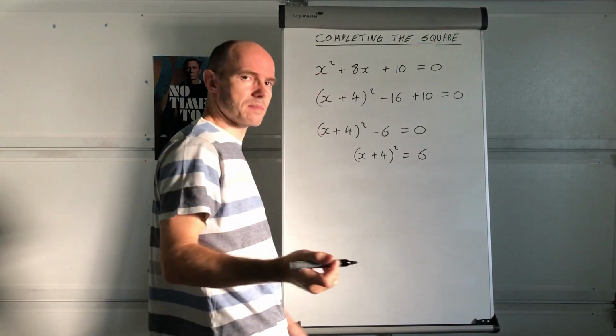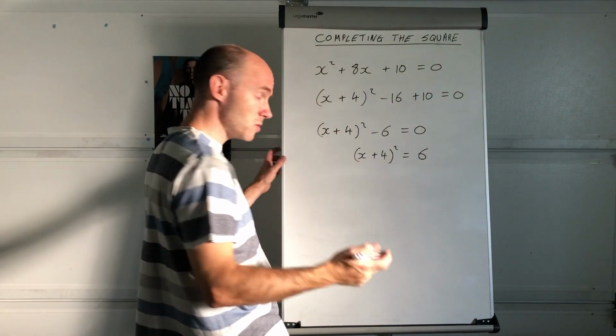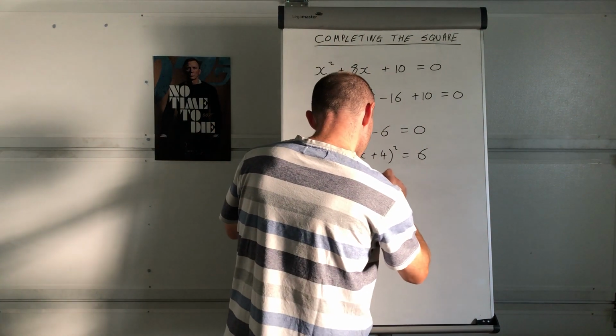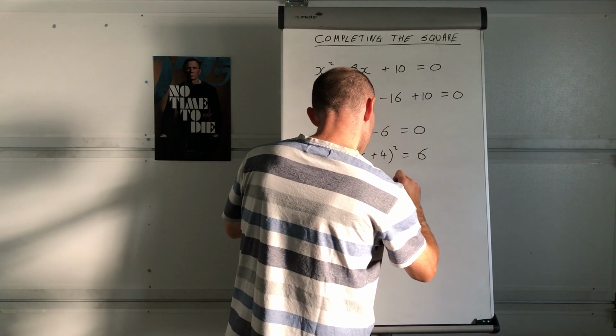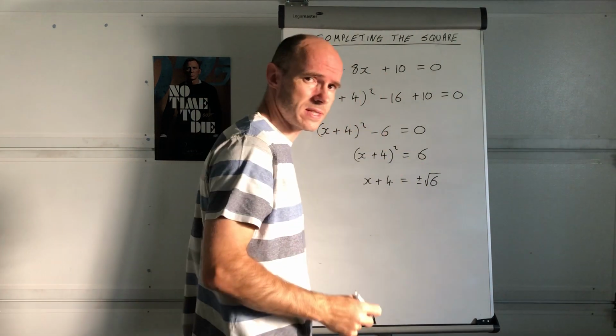Okay, this is a bit like making x the subject now. Okay, you want to get x on its own, so the first thing you want to do to both sides is take the square root of both sides. So x plus 4 is equal to positive or negative root 6. Do not forget the positive or negative, it's important.